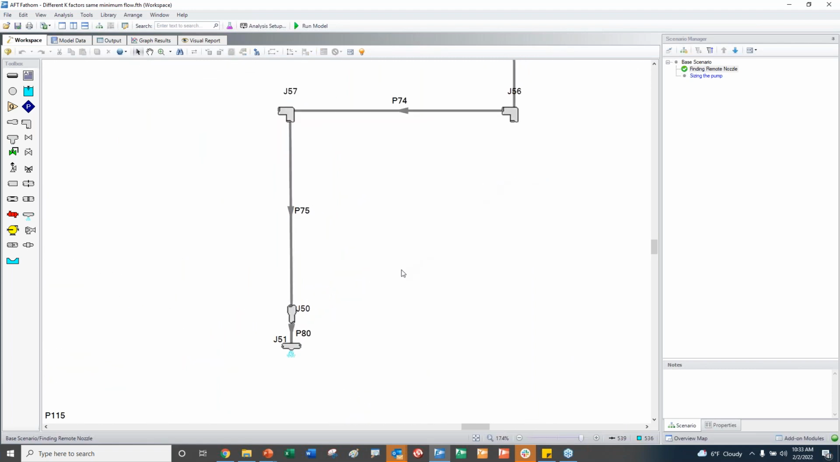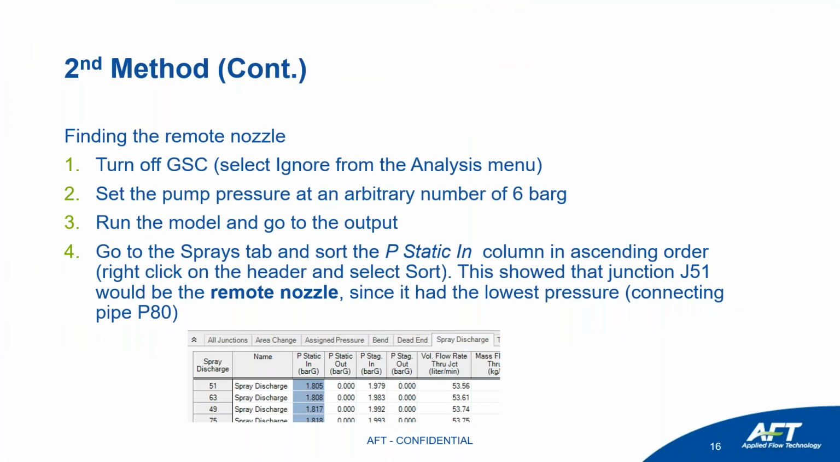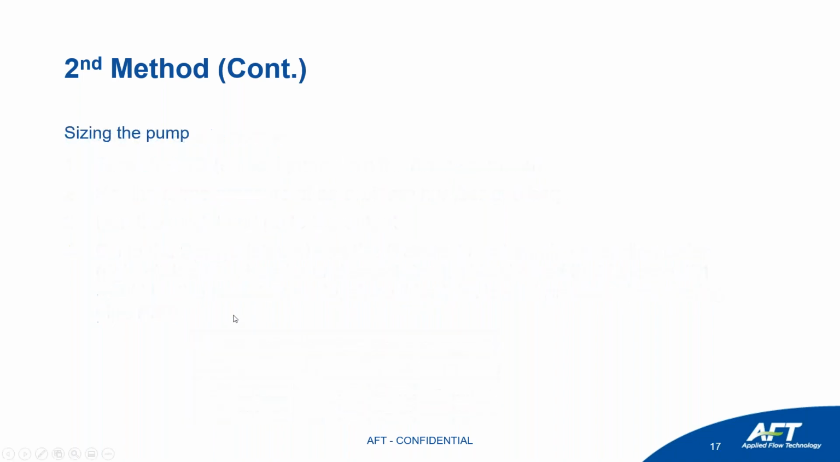And we can see that the connecting pipe for this remote nozzle is pipe 80. It's important because we're going to use a pipe that connects to the sprinkler to size our pump. So as we can see, junction 51 would be the remote nozzle that is connected to pipe 80. So now let's size the pump. We turn on GSC.